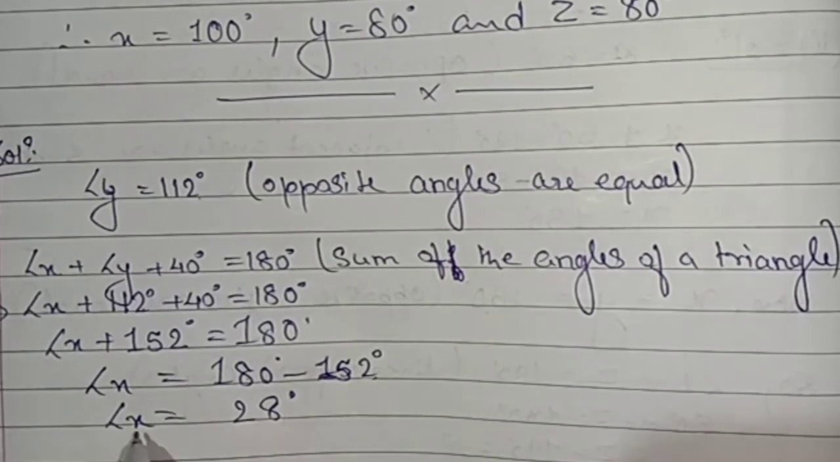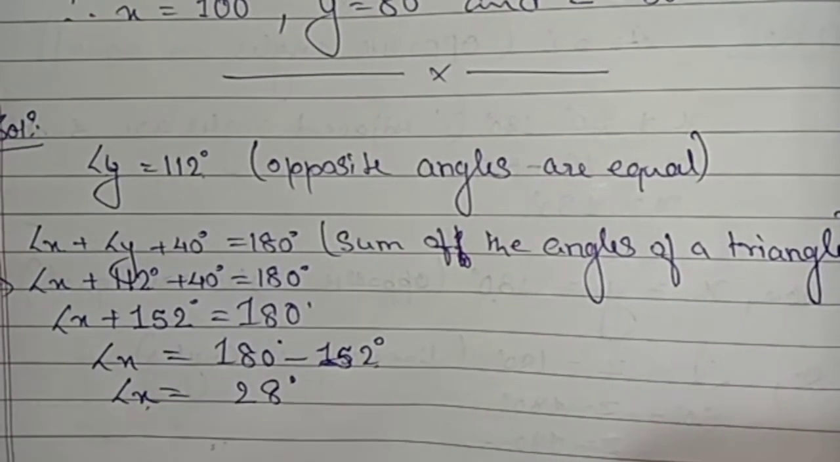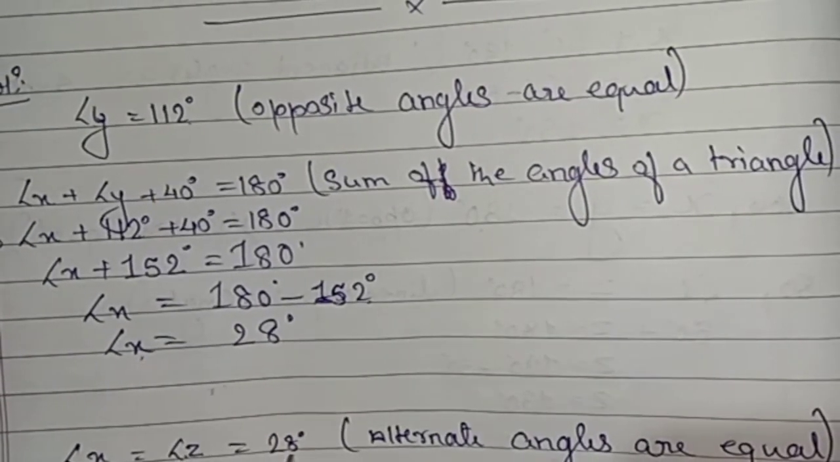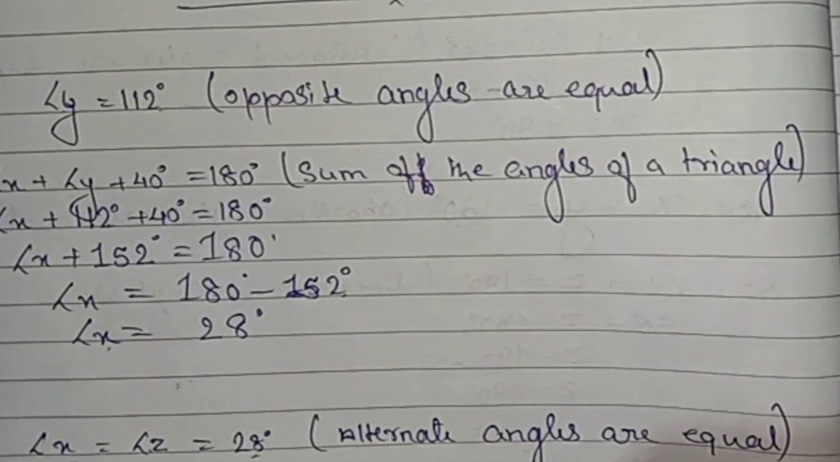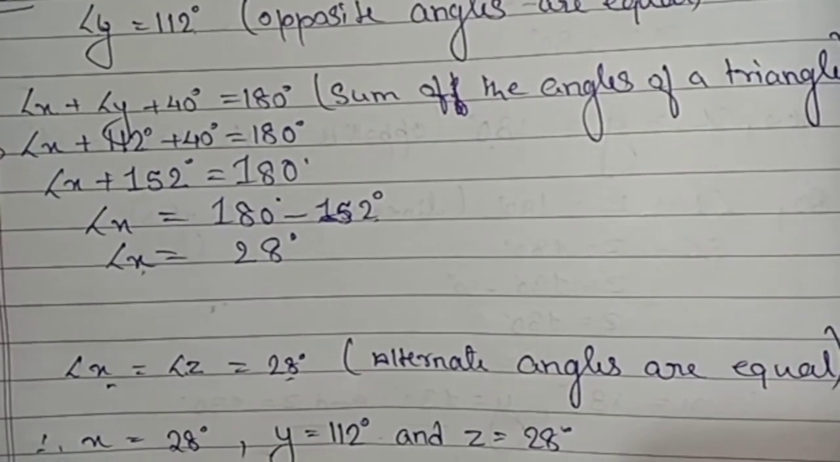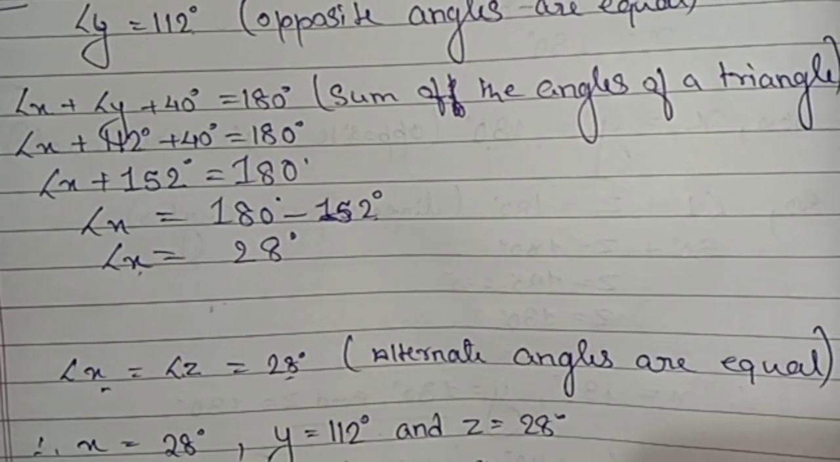Now if we got X, then it's easy to get angle Z. So angle X is equal to angle Z is equal to 28 degrees. Reason, alternate angles are equal. Therefore X is 28 degrees, Y is 112 degrees, and Z is 28 degrees.